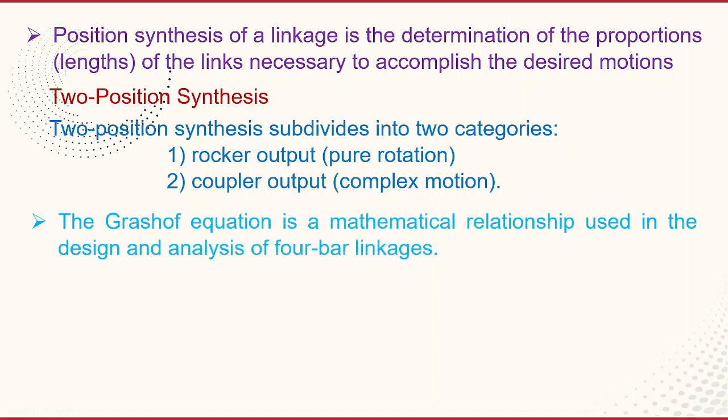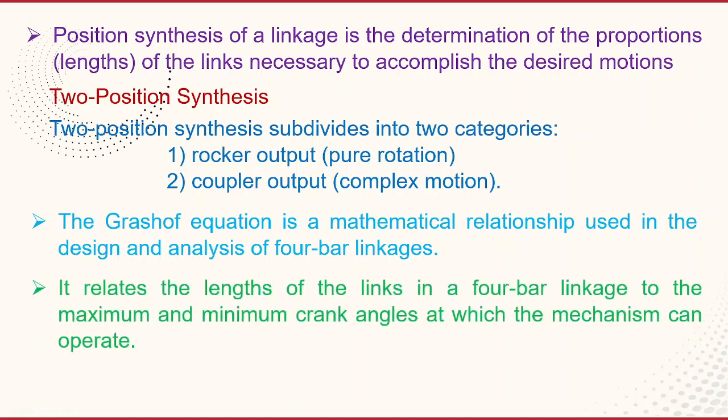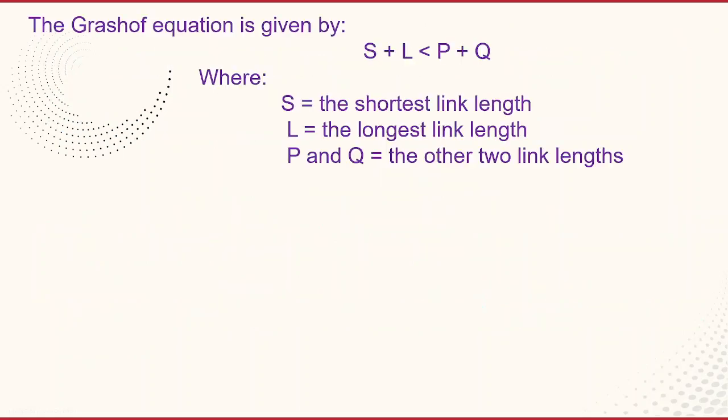The Grashof equation is a mathematical relationship used in the design and analysis of 4-bar linkages. It relates the lengths of the links in a 4-bar linkage to the maximum and minimum crank angles at which the mechanism can operate. The Grashof equation is given by S + L <= P + Q, where S is the shortest link length, L is the longest link length, and P and Q are the other two remaining link lengths.